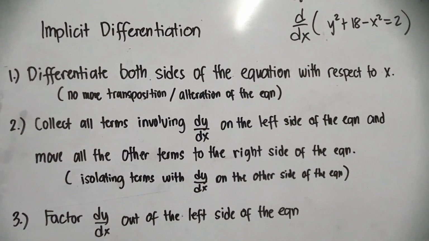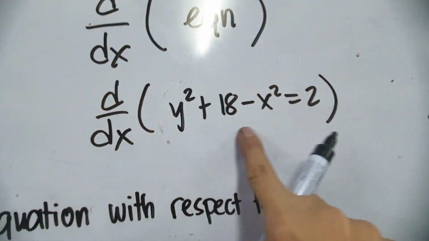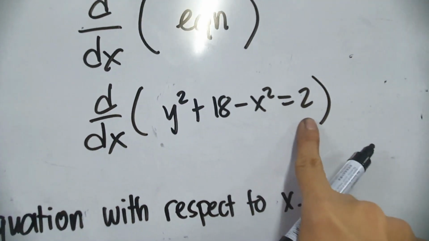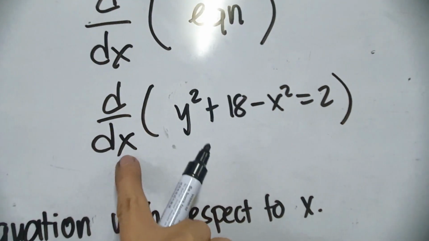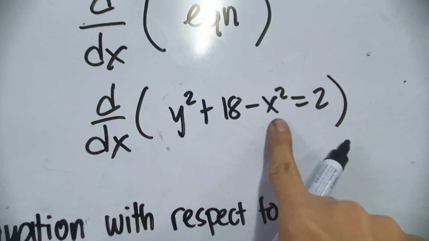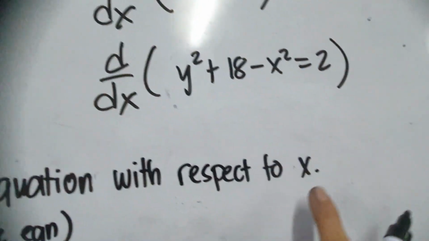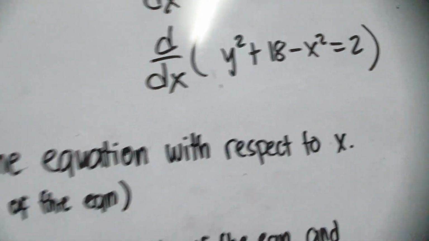Differentiate both sides of the equation with respect to x. We will be differentiating the left side and the right side of the equation with respect to x. Even though we have y right here, even though we have x right here, all we need to do is to differentiate this one with respect to x.